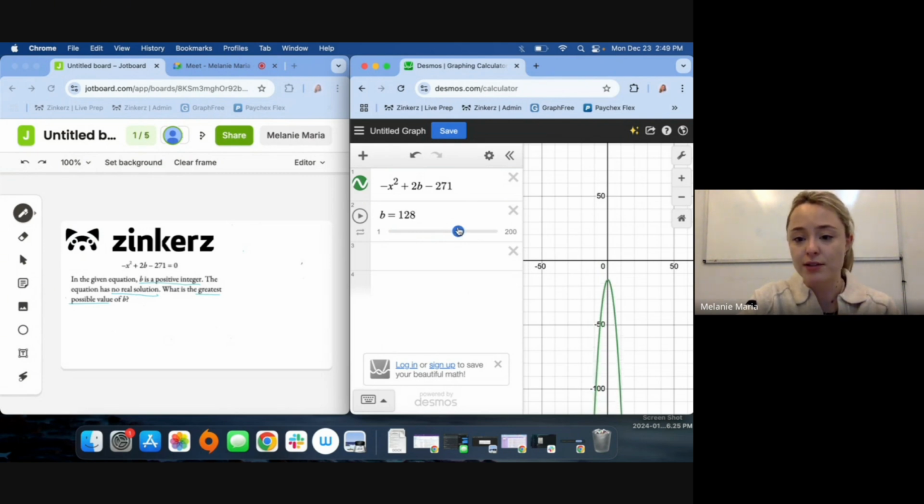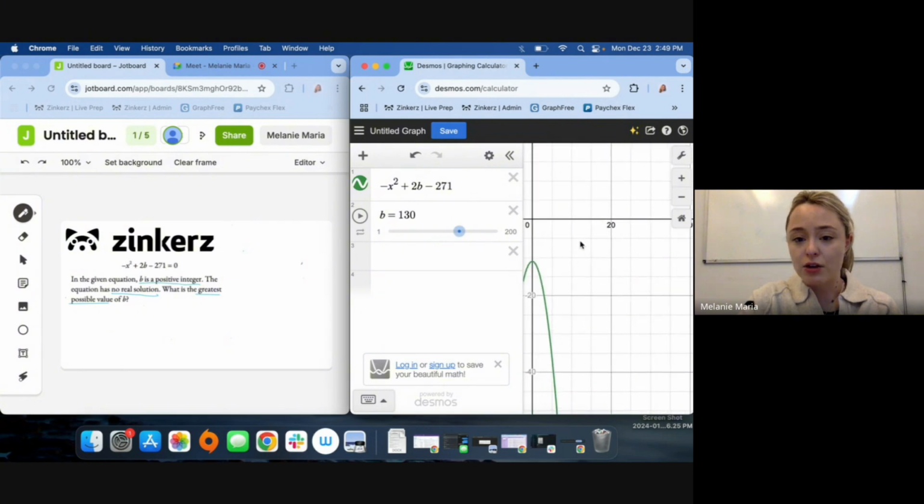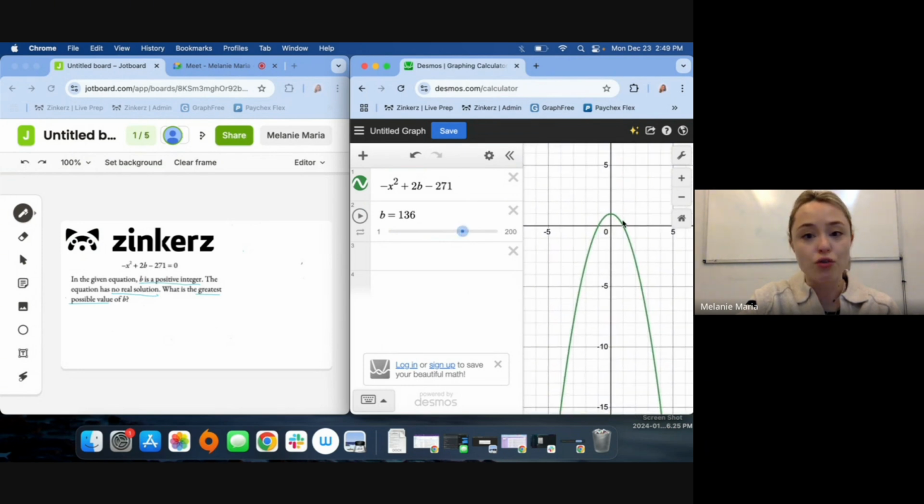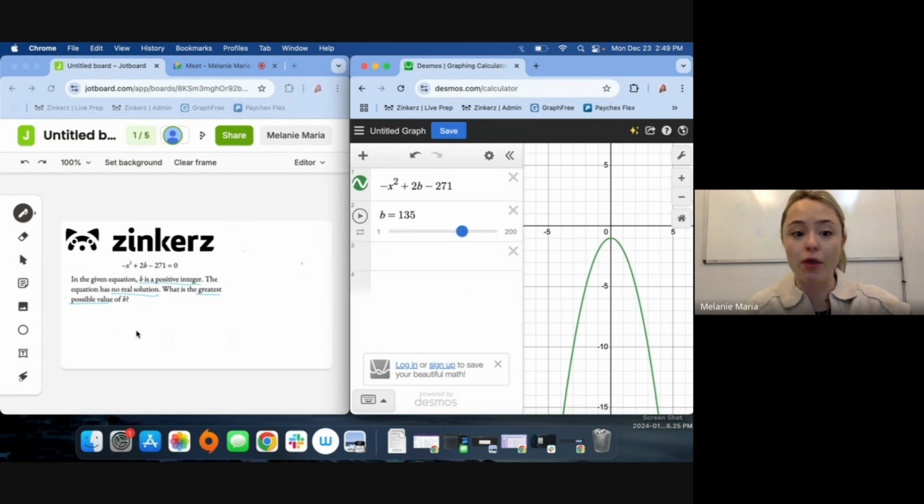So let's find out what that is. What I'm seeing is as I get closer and closer at 130, 133, 134, 135, oh, at 136, I do cross twice. So something is happening right before 136. B is equal to 136. Let's try 135. So 135, no solutions. 136, two solutions, right? So I know that the greatest possible value for my b is going to be 135.